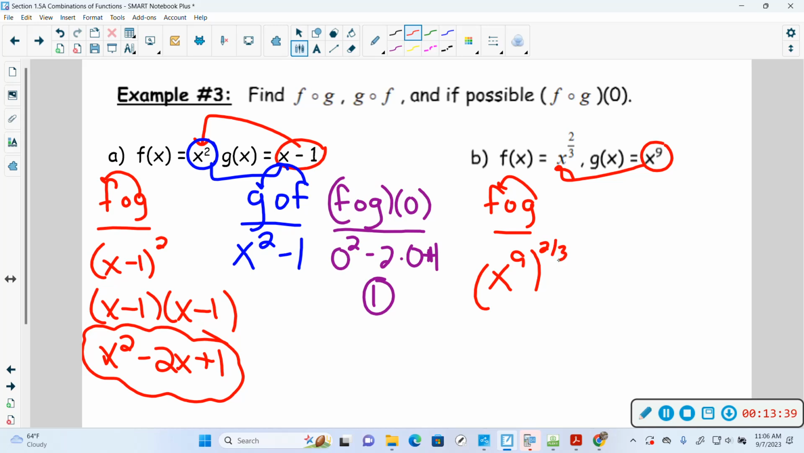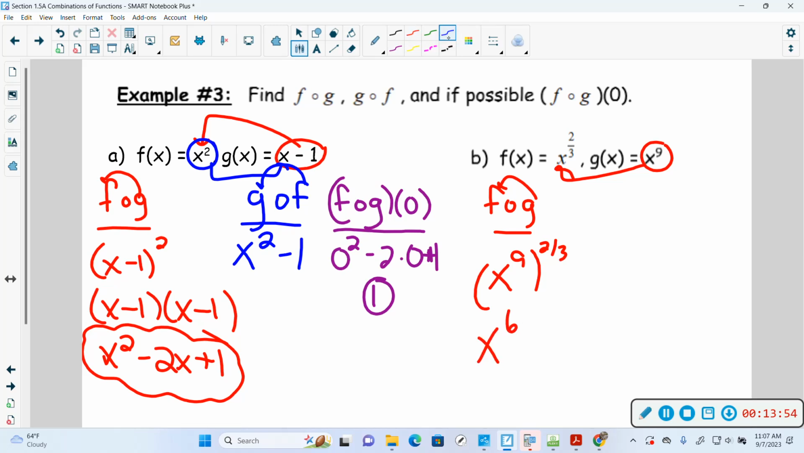Okay. Exponent time, power to power. Do you add or multiply those? Multiply. So you're going to have 18 over 3. It's 18 over 3. Yeah, let's just put x to the 6 and be done with that.